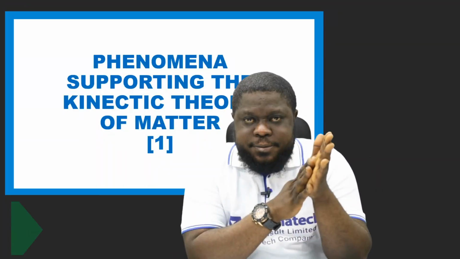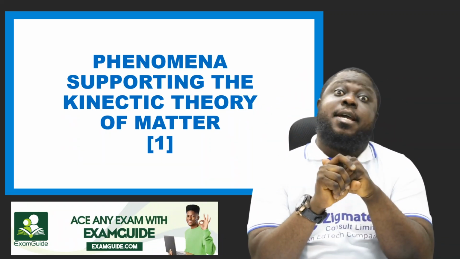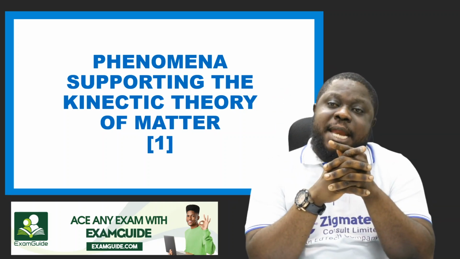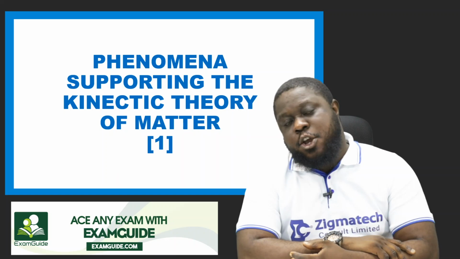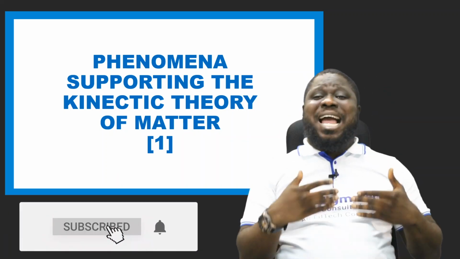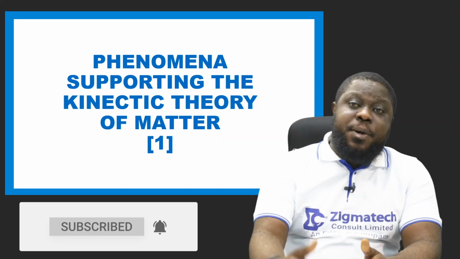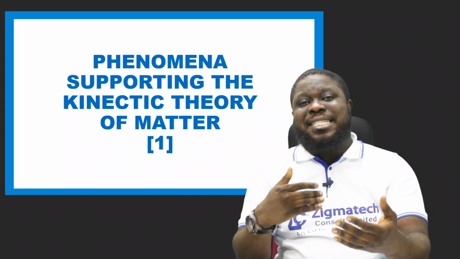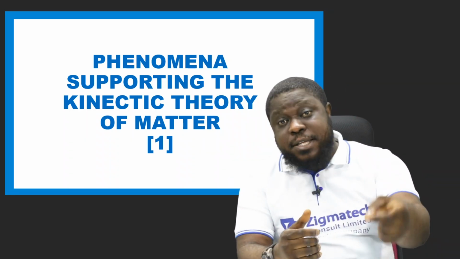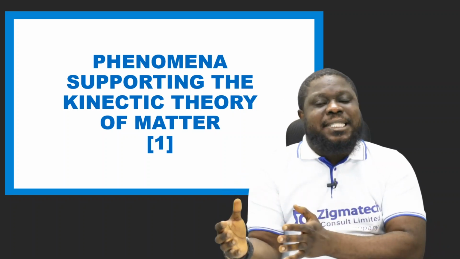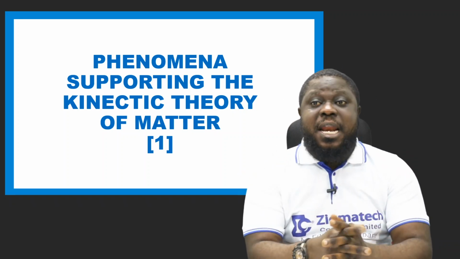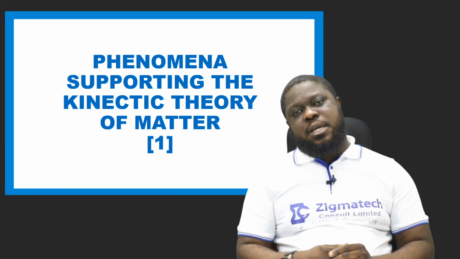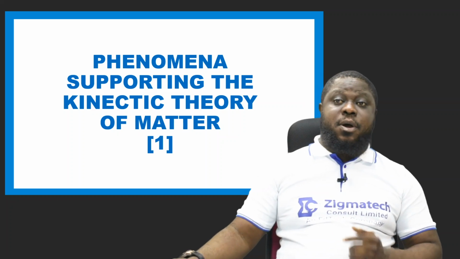Again, welcome to seeing me again and to seeing you again. I'm going to talk about the phenomena supporting the kinetic theory of matter. We talked about matter, we talked about the kinetic theory. Now we are talking about the phenomena that supported the kinetic theory of matter, the phenomena that supported the theoretical explanation of the movement of the particles of matter. Where did they get this from in supporting this kinetic theory? Which laws did they use in supporting this kinetic theory? That's what we're going to talk about.